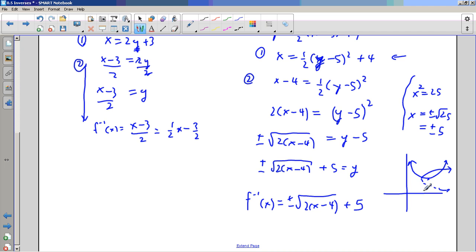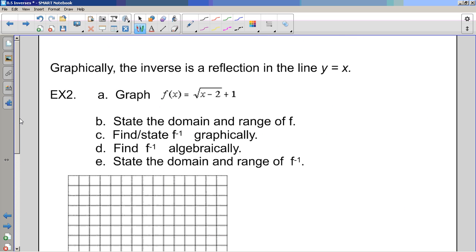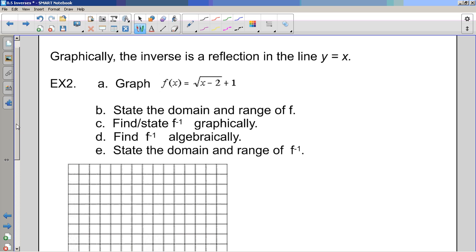All right, so there are actually 2 pieces. This isn't even a function, this inverse. So there is a little bit of an issue here that we're not sure about, right? Question mark. And we'll see this actually in the next example. Graphically, remember, the inverse is a reflection in the line y equals x. And we saw this last year.